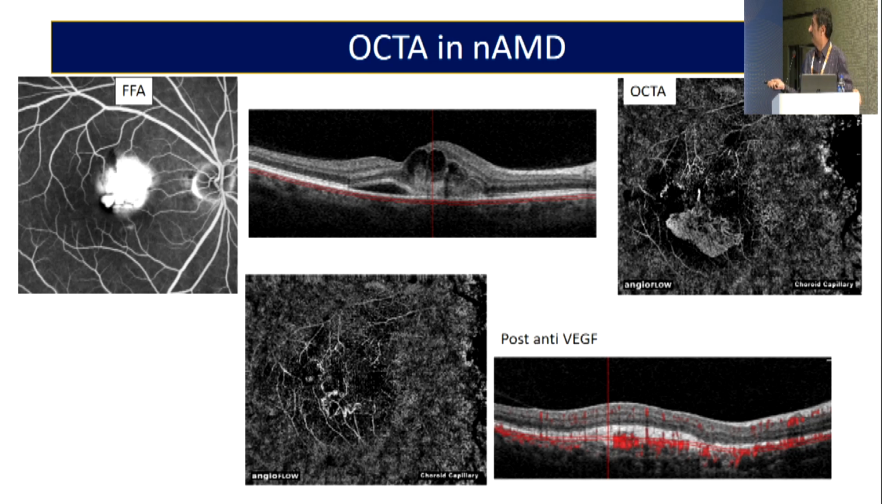So you can see how nicely the OCTA shows the sea-fan pattern of the vasculature, and this is post anti-VEGF. So you can see the vasculature has come down, the small vessels are less seen, and the OCT also shows there's no edema, and you see a sort of scarring happening.